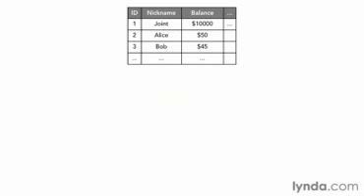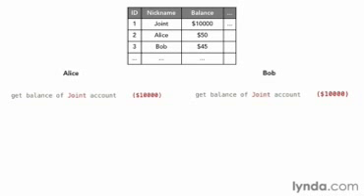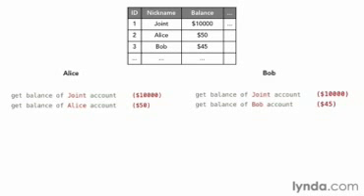And then one day, they both log on to the website at the same time and both attempt to do this move. Alice starts her operation. She reads the balance of the joint account, it's 10,000. Bob starts his. He reads the balance of the joint account. It's also 10,000. No changes have happened yet. Alice gets her balance, which is 50. Bob gets his, which is 45.